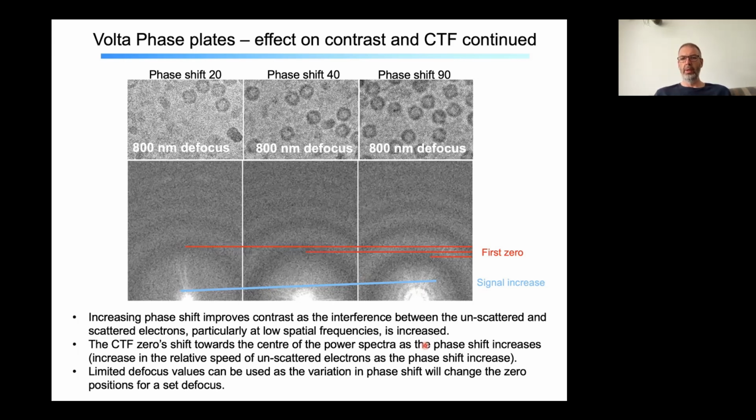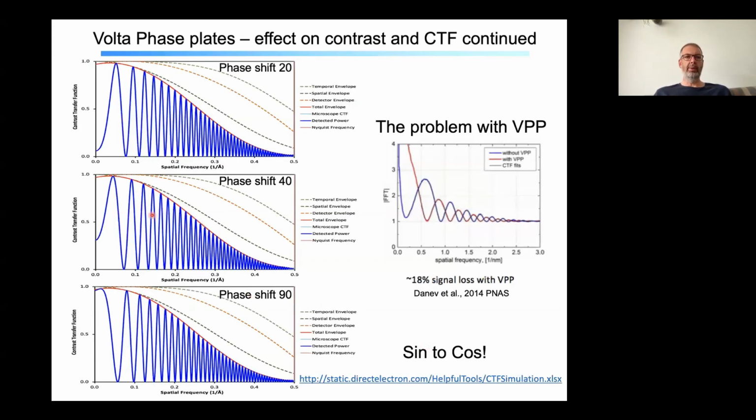Yeah. So essentially what the Volta faceplate is doing is converting your contrast transfer function from a sine to a cosine, where you can see at 20% we've got transfer of low spatial frequencies, but as we increase this we get to a maximum transfer of low spatial frequencies, which makes it very easy for us to see our object.